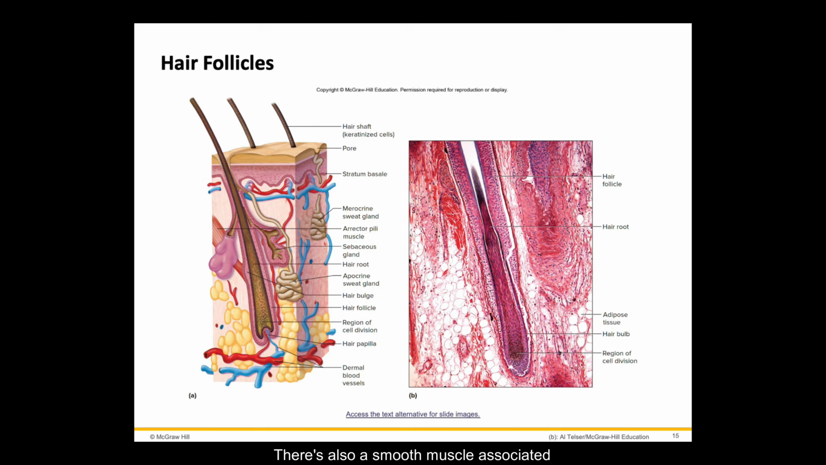There's also a smooth muscle associated with hair, and that is called the piloerector muscle. Piloerector muscles are bundles of smooth muscle cells extending from the dermal collagen fibers to the connective tissue root sheath of the follicle. The sympathetic nervous system, which is part of the autonomic nervous system, controls the contraction of the muscle in response to cold, fear, or other stimuli, and as a result, it gives us goosebumps.